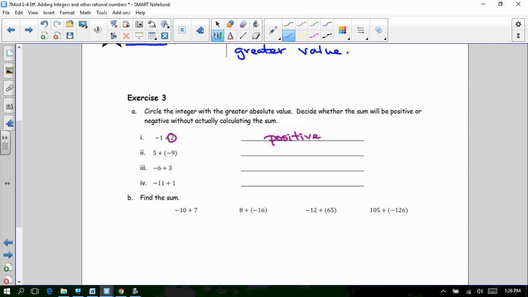Okay, try number 2. Circle the larger one. What's bigger, 5 or 9? Don't worry about the negative. What's bigger, 5 or 9? 9's bigger. So since 9 is bigger and it's a negative, I know I'm going to have a negative answer. Don't know what the answer is right now, don't care. I just know it's going to be negative. So you try the next 2. I'll give you guys a couple seconds. Don't have to worry about hitting pause.